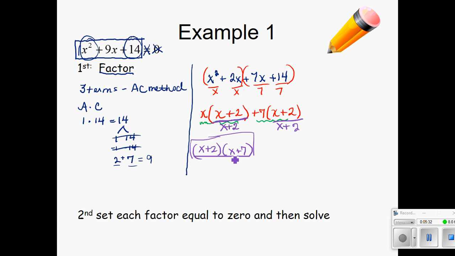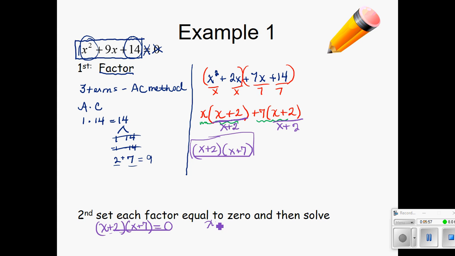We have our two factors. And now we're going to set each factor equal to 0 and solve. So that means we have to bring back the equal sign. So now we have (x + 2)(x + 7) = 0. You take each factor and set them equal to 0 separately.